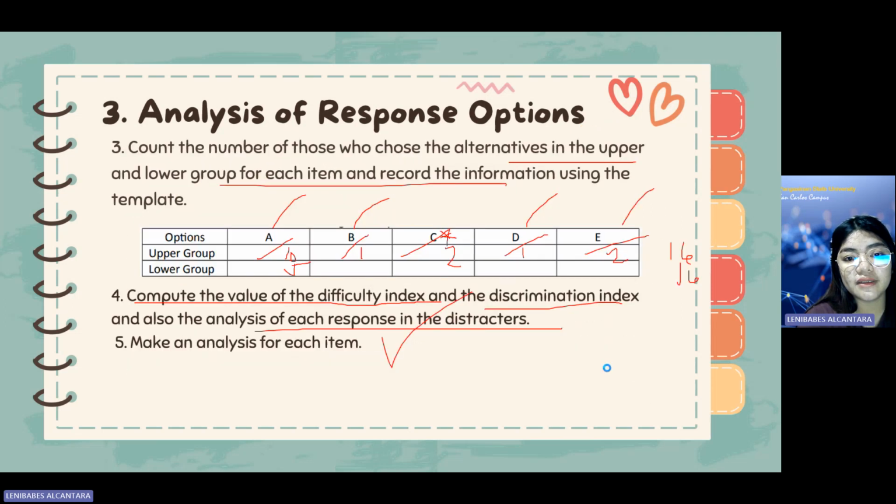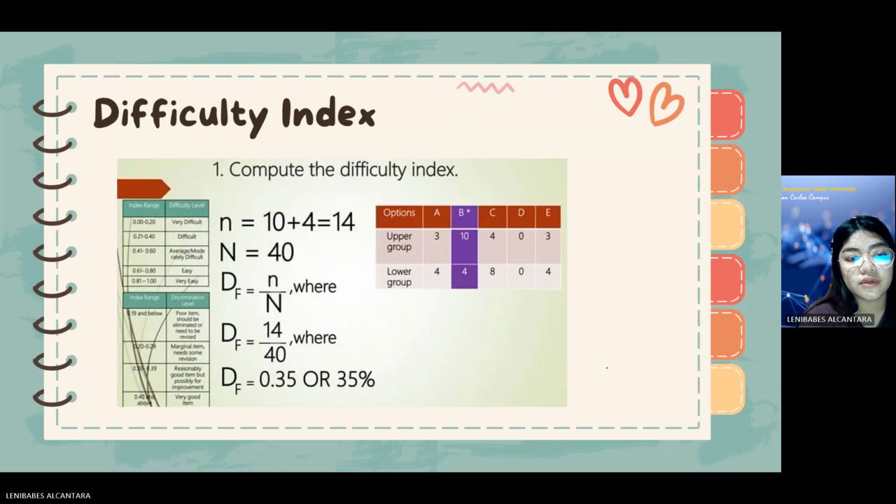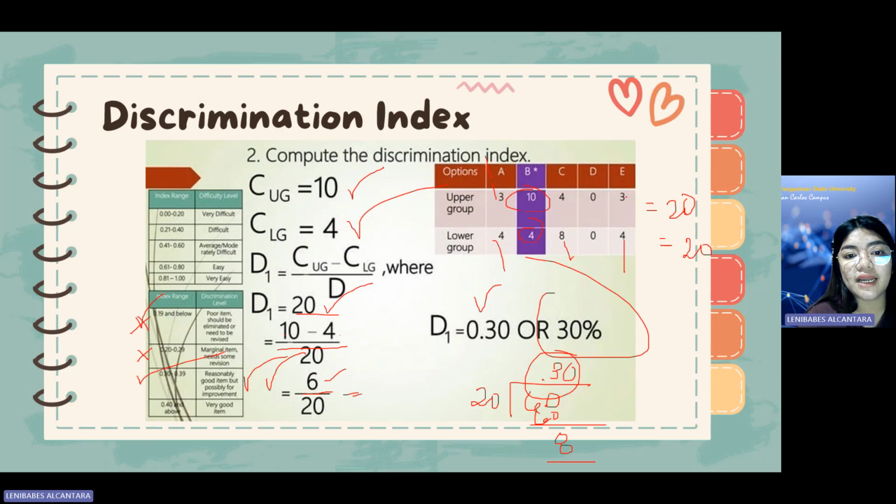So, ibig sabihin, dito, ayan. So, kailangan daw nating i-revise yung option D. Bakit? Tingnan nyo. Walang pumili doon. Walang nalito. Walang na-attract doon sa ating choice or sa option D natin. Dapat merong malilito dyan. At least 5% daw ng total number of test takers somehow from the upper group and then the lower group. Kaso wala dyan.